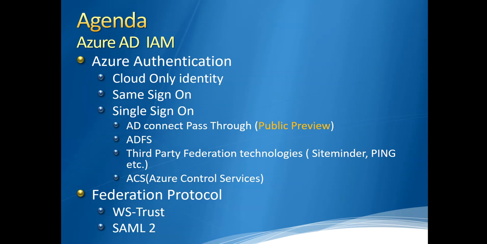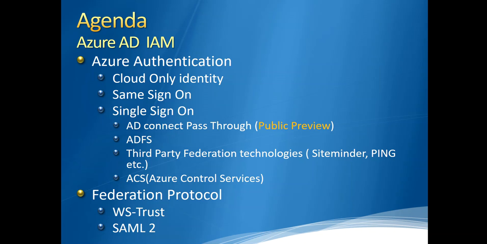Now, in case you want to configure your authentication in a way that the authentication happens on-prem, that is something we call single sign-on. So in case you want to configure single sign-on, you will have different options for configuring that. Some of the options which Microsoft provides is Azure AD Connect Pass-Through. That's a new feature which Microsoft has introduced as a part of Azure AD Connect, and it's still in public preview.